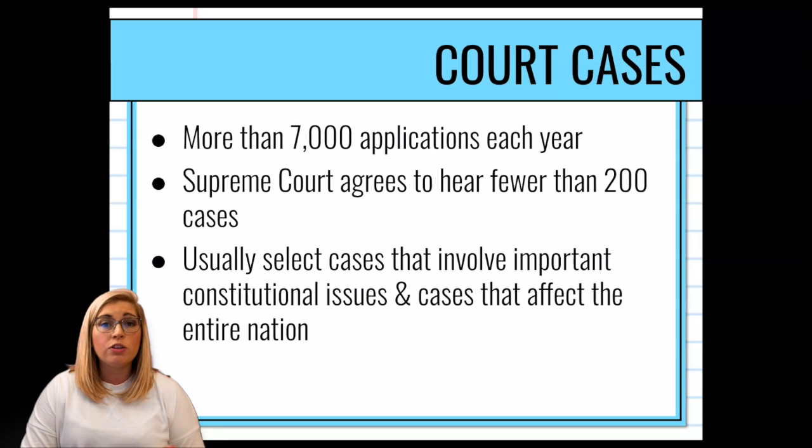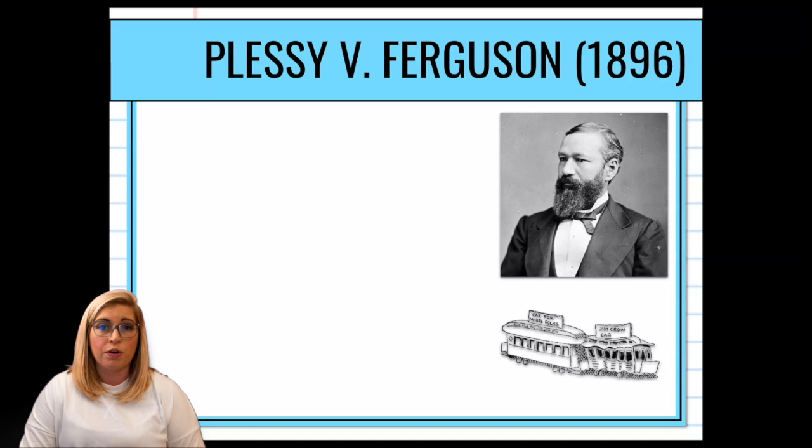And so let's talk about 2 different cases that made their way all the way up to the Supreme Court. And we're also going to talk about how one becomes a precedent for the other, and then the other sets up a precedent for modern times. So our first court case comes in 1896. It was Plessy versus Ferguson.